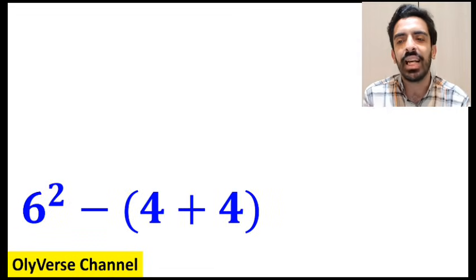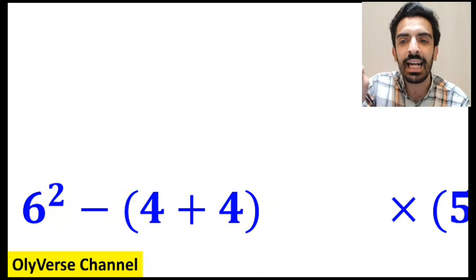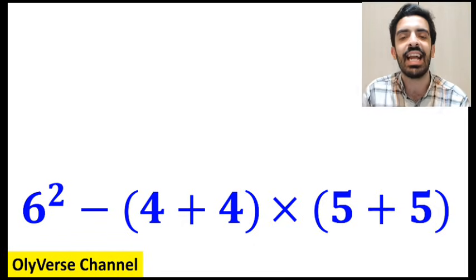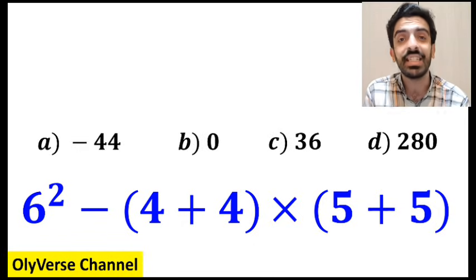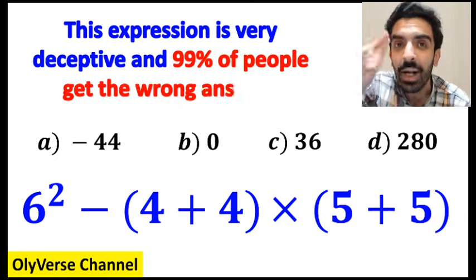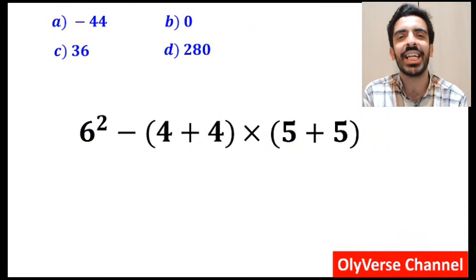What is the value of the expression 6 squared minus (4 plus 4) multiplied by (5 plus 5)? Which option do you think is the correct answer to this question? This expression is very deceptive and 99% of people get the wrong answer. Let's go through this question step by step and solve it together.